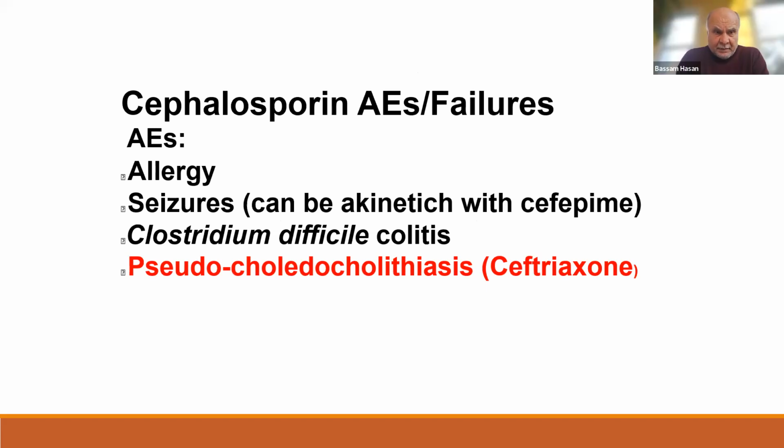So one of the adverse effects are allergy, seizure, Clostridium difficile colitis, and when it comes to ceftriaxone, the pseudocholelithiasis. Ceftriaxone is mainly excreted by the liver, and it causes certain crystals. So if you give somebody ceftriaxone in high dose, you do an ultrasound, you will see some sludge in the common duct or in the gallbladder. And some people lost their gallbladder on the impression that they have acute cholecystitis.